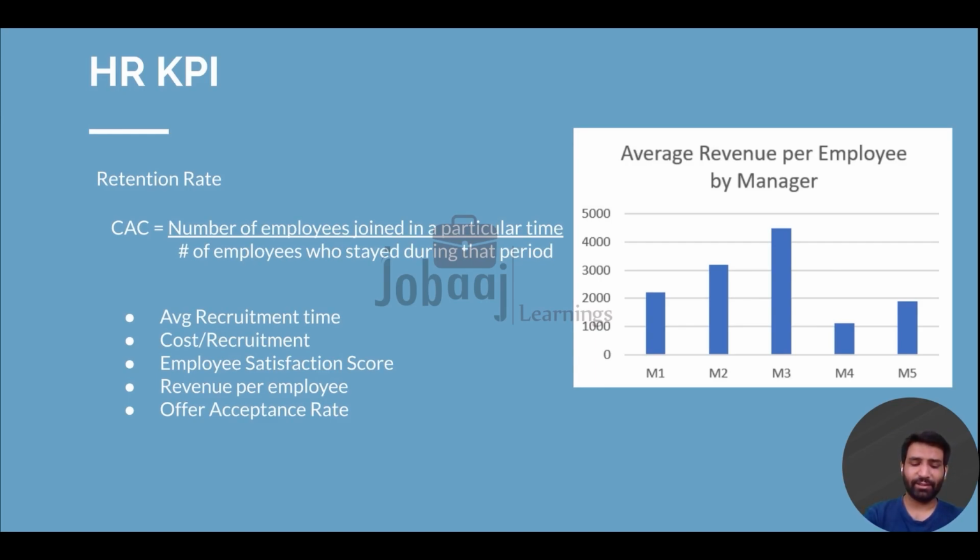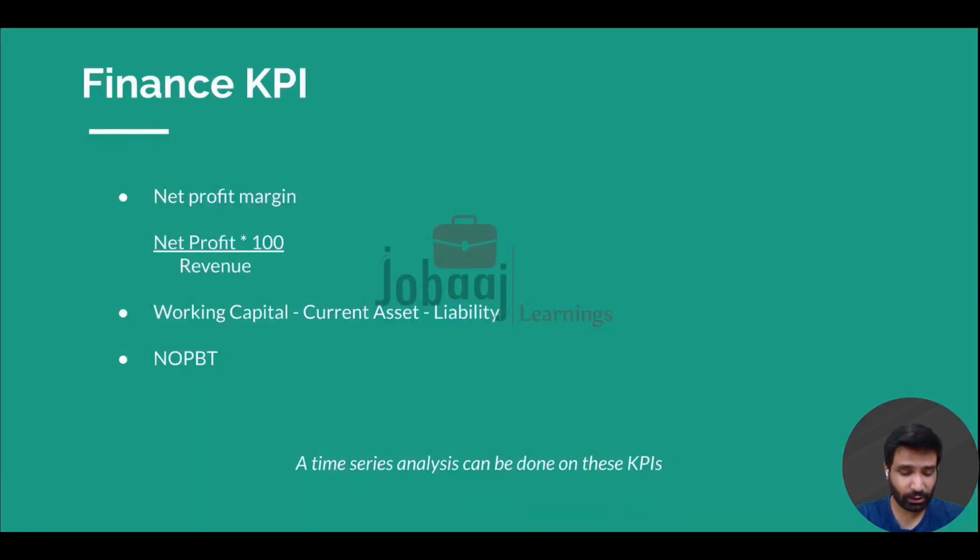And if you look into the finance KPIs, there are a lot of finance KPIs that a finance analyst deals with. A few of them can be net profit margin, which is net profit divided by total revenue into 100. Working capital, which is current assets minus current liabilities. And we can have NOPBT, which is net operating profit before taxes. Now we can analyze all these KPIs with respect to time series, as in we can analyze the net profit margin of the current year with respect to the last 3 years, and then I can also predict for the next year so that I can have an apples to apples comparison between different years.